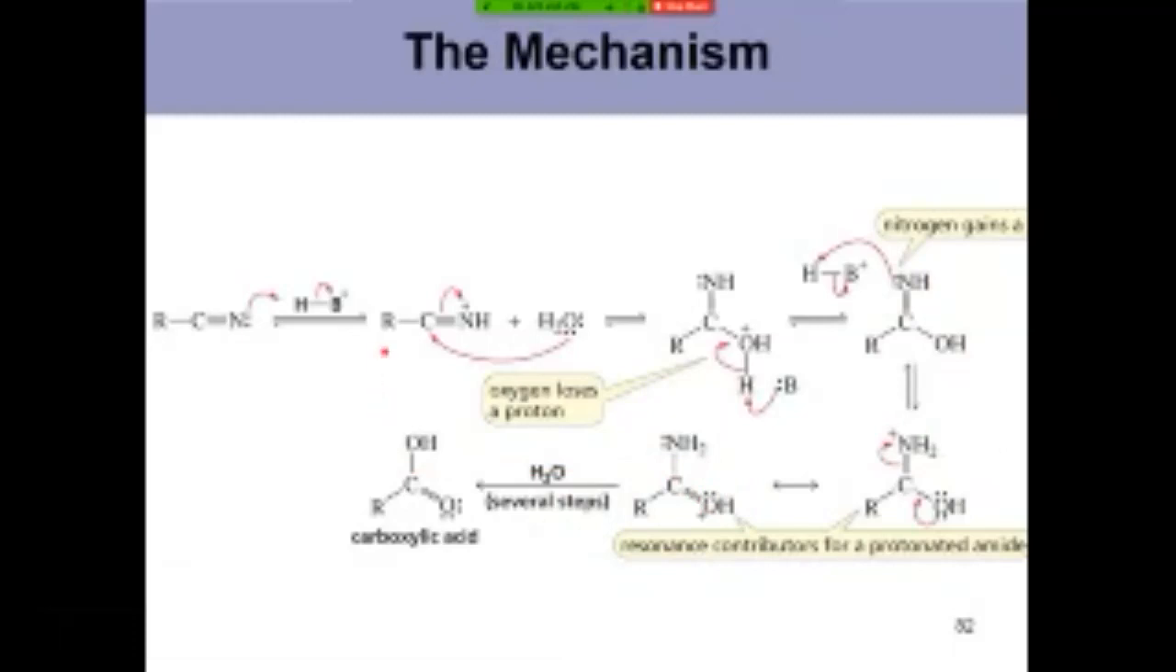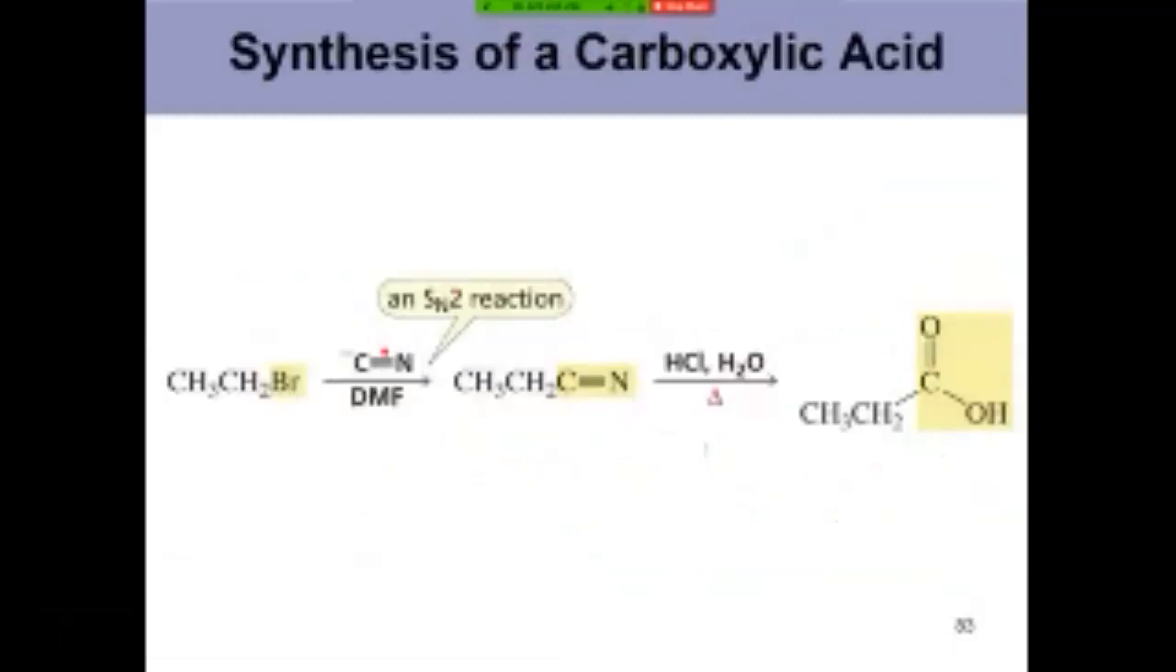Why are we bothering talking about nitriles in the first place? They do have a lot of synthetic applications. We saw this back in chapter 10. Nitriles can be easily prepared from alkyl halides, which is just a simple SN2 reaction. Take an alkyl halide, take cyanide, put them together, then you get an alkyl cyanide, and then you can immediately take that to a carboxylic acid in the conditions that we just talked about.